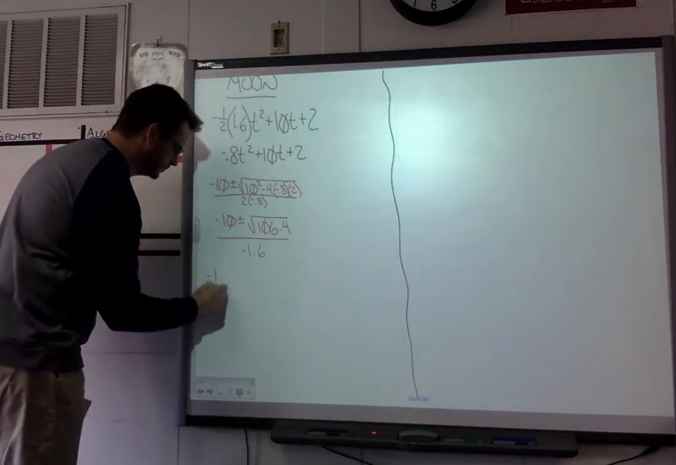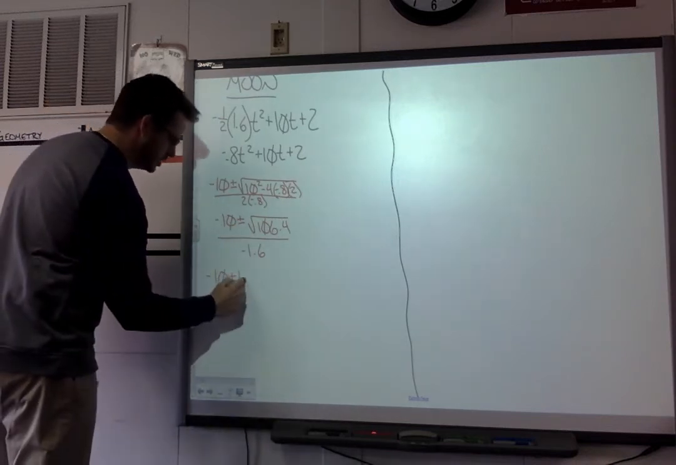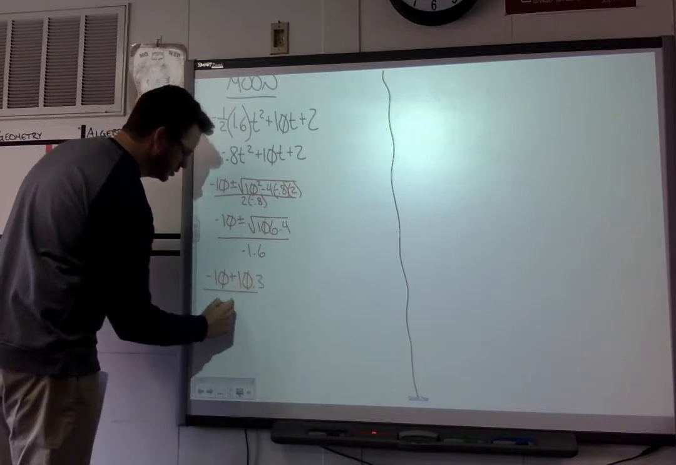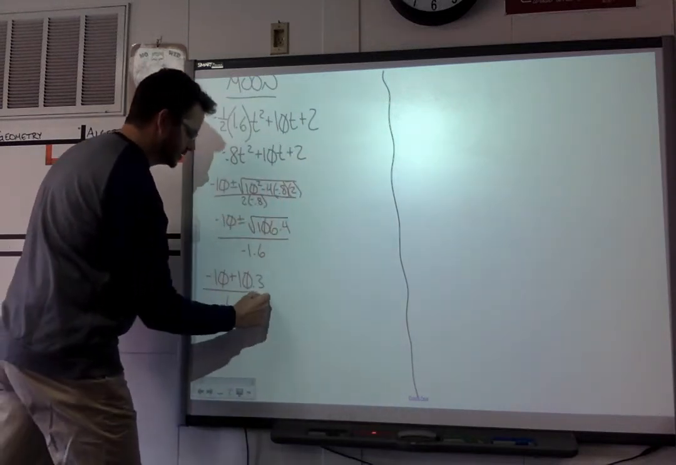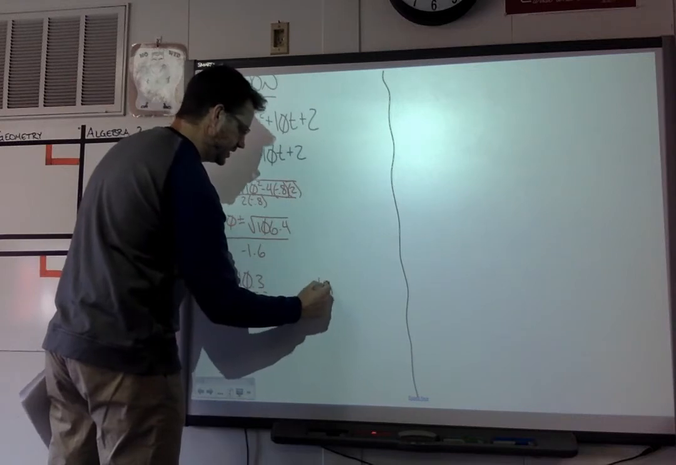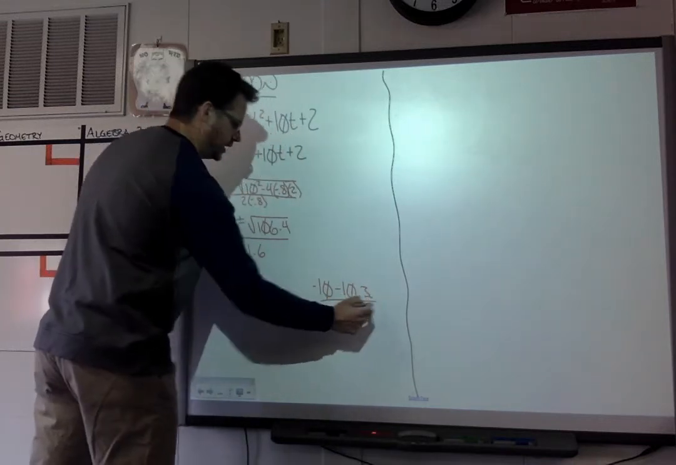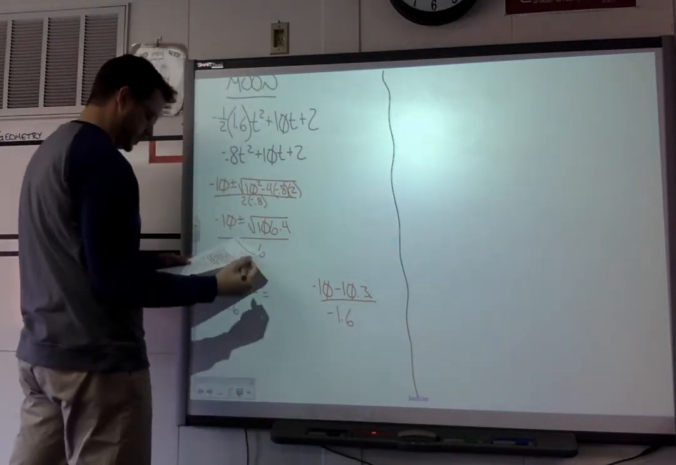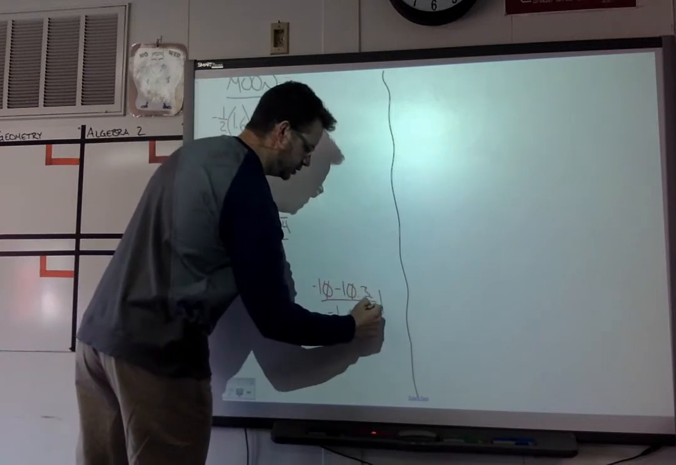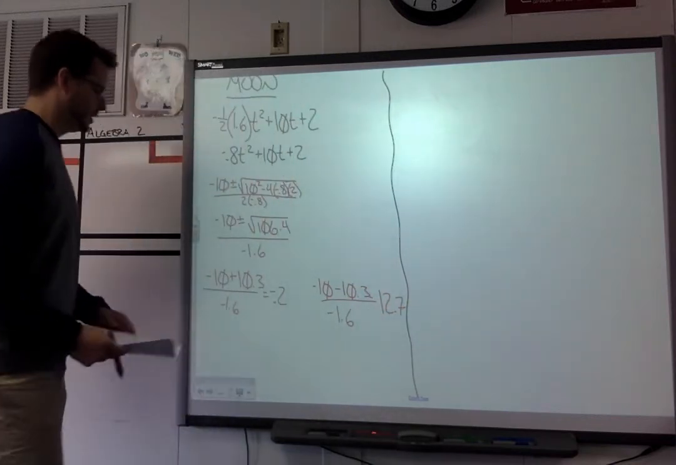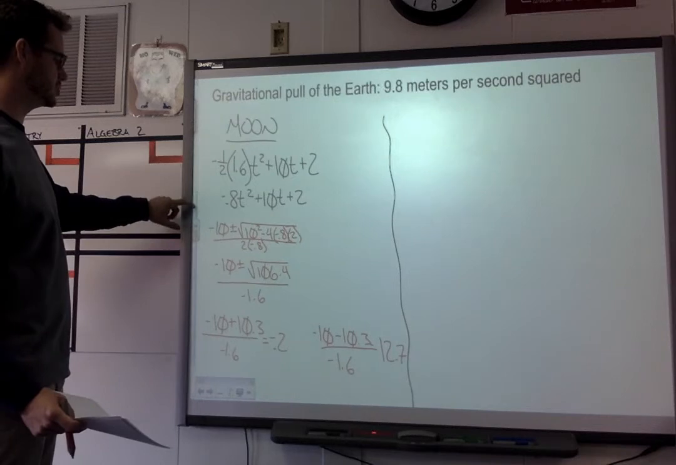Now negative 10 plus the square root of 106.4, rounded to the nearest tenth, gives me 10.3 over negative 1.6, and then I'll have negative 10 minus 10.3 over negative 1.6. I'm going to come up with two answers here. One is going to be negative 0.2, and the other one will be 12.7.